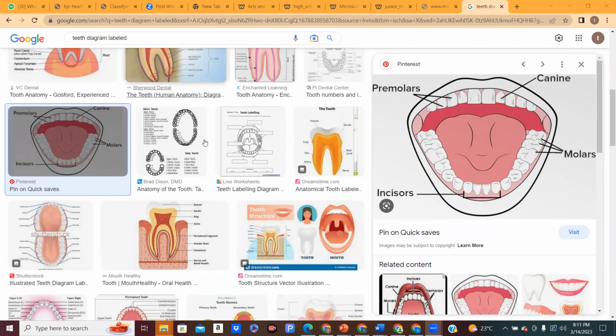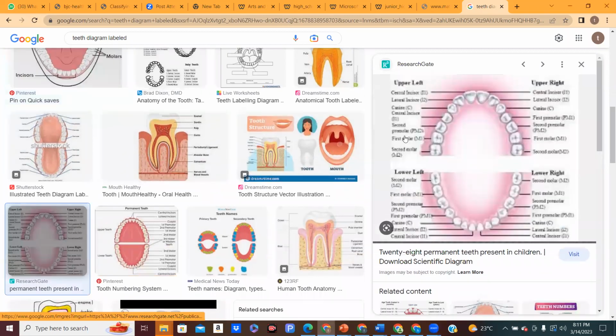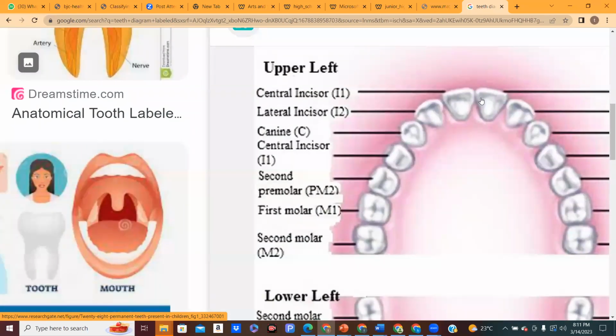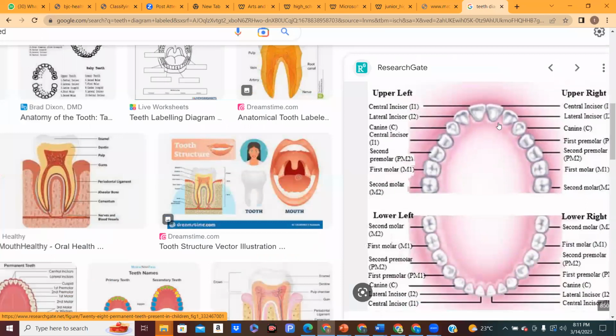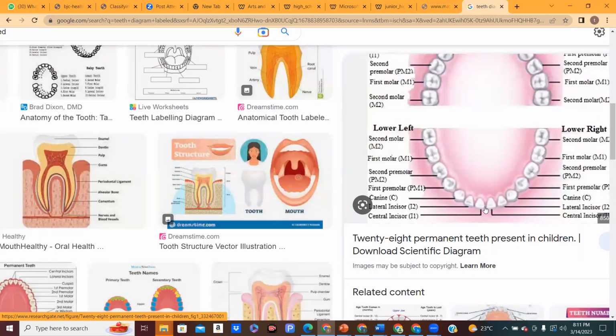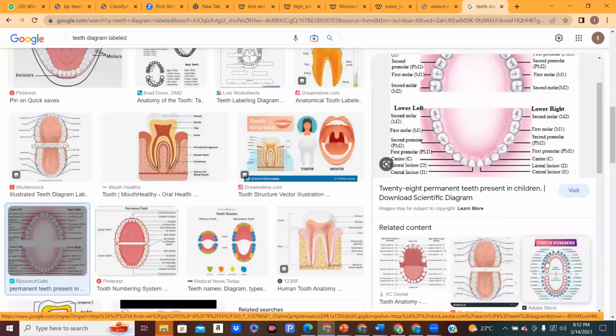Let me show another diagram. This one is a bit blurry. Let me see if it'll clear up. That's perfect. So we have 1 in the upper jaw, 1, 2, 3, 4. So 2 of them are going to be your central incisors, and then 2 lateral. Similarly, at the bottom, you have 2 central incisors and then 2 lateral incisors. So that's why it's 8 altogether.